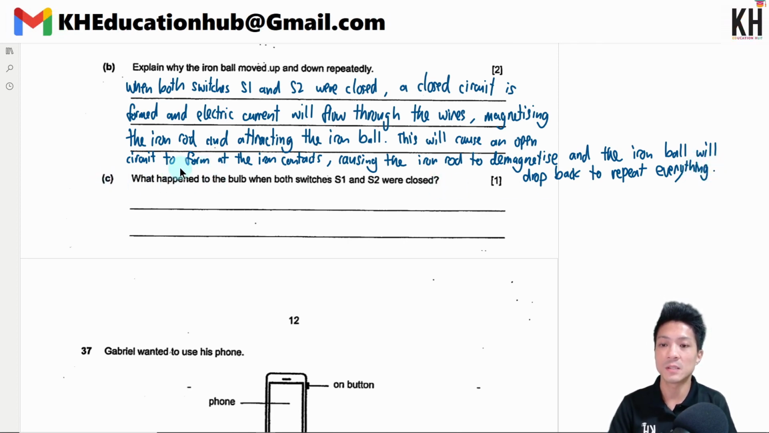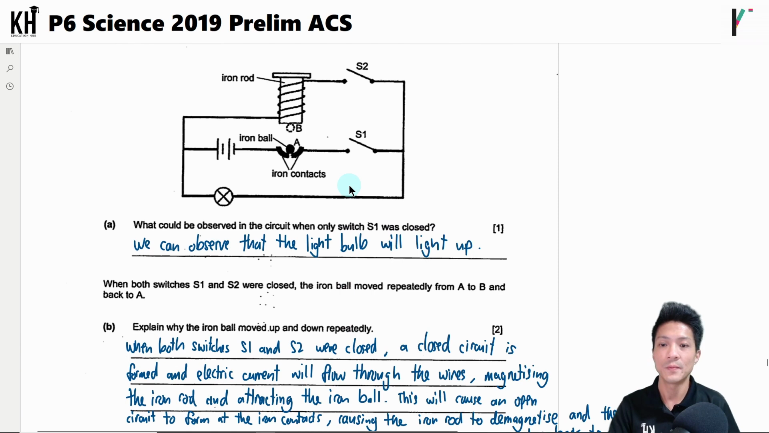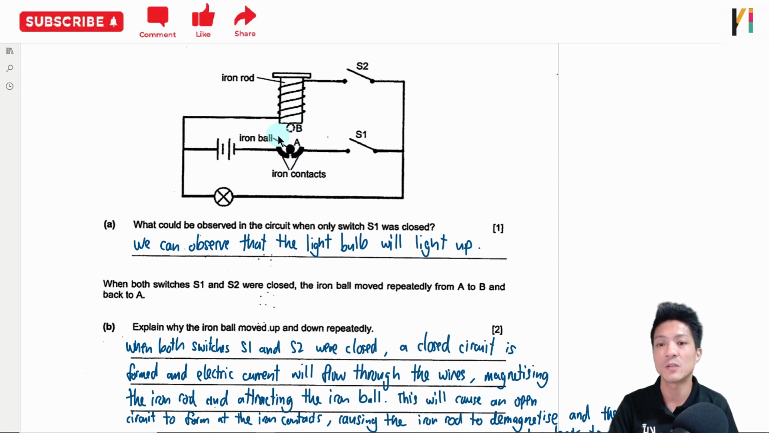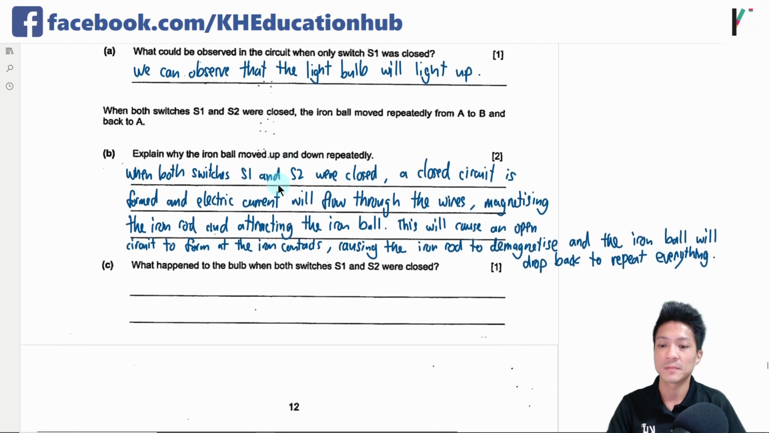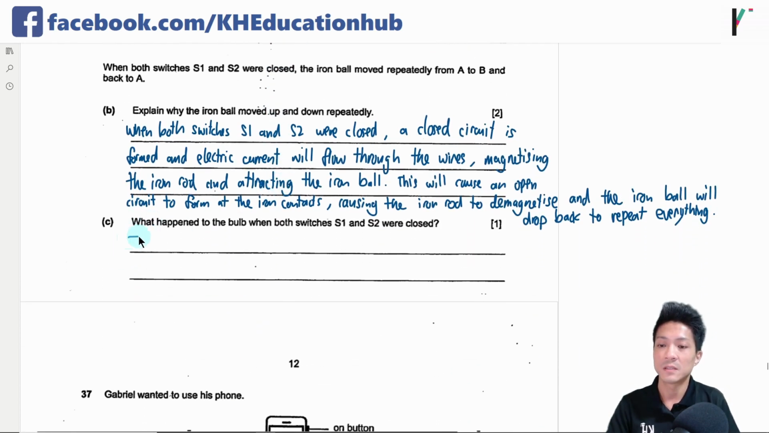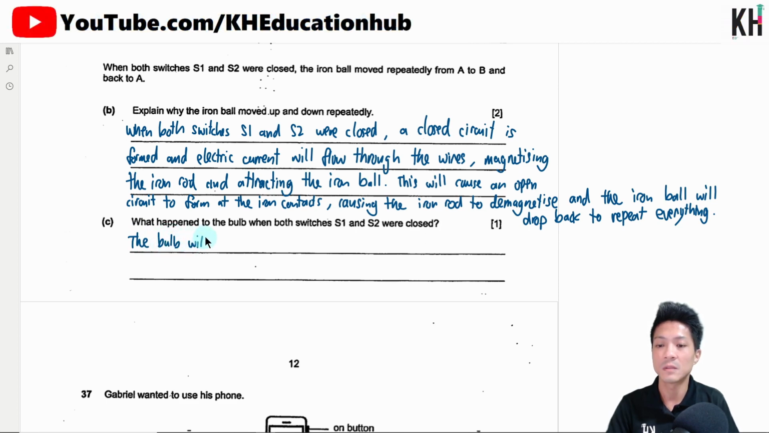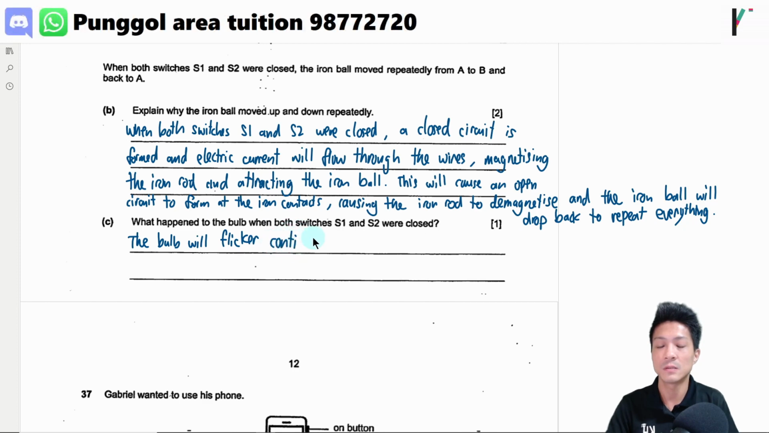Part C, what happened to the light bulb when both switches S1 and S2 were closed? So when the iron ball moves up and down repeatedly between A and B, we can see that there will also be an open and closed circuit repeatedly, right? So this will cause the light bulb to continuously blink or flicker. So the bulb will flicker continuously.